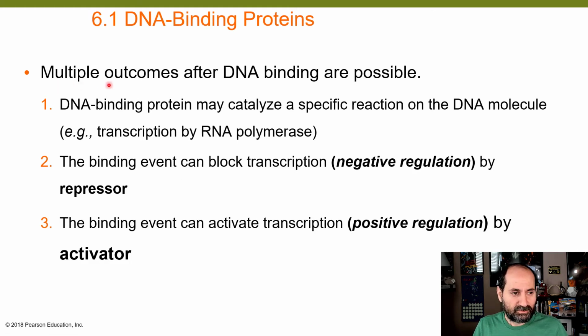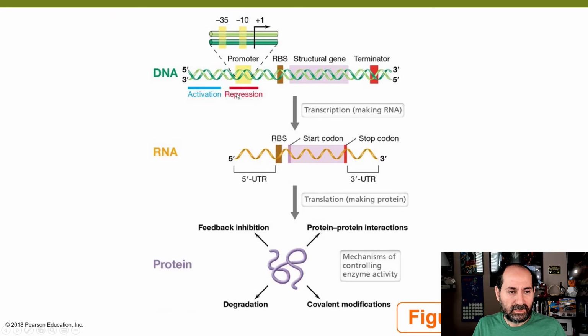Now, multiple outcomes after DNA binding are possible. The binding event can block transcription. This is called negative regulation by a repressor. A repressor protein binds to the repression site on the promoter to repress gene expression.